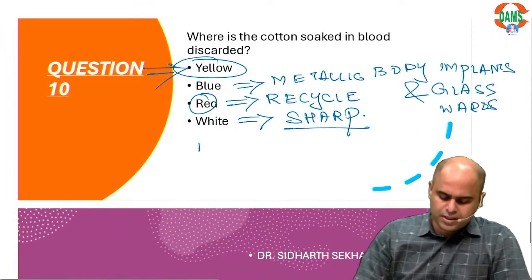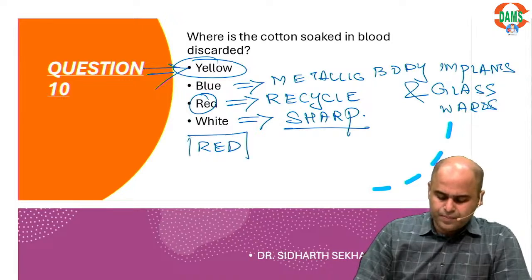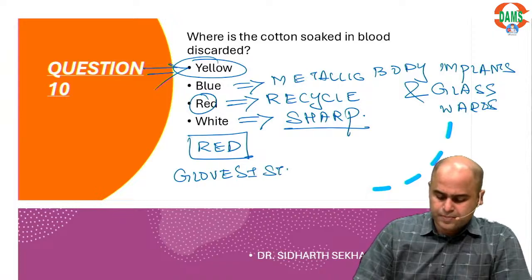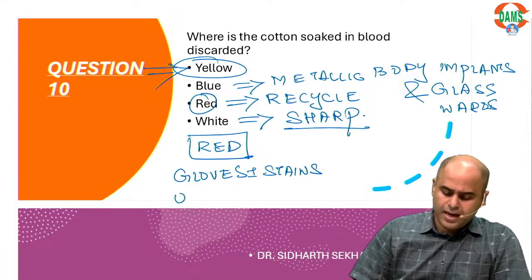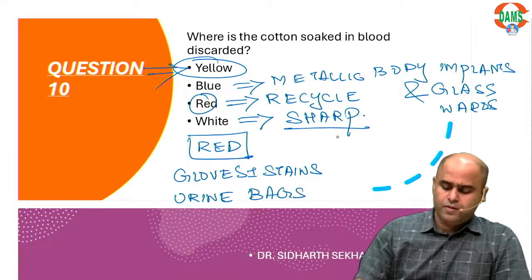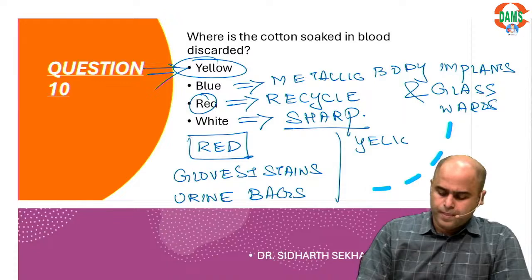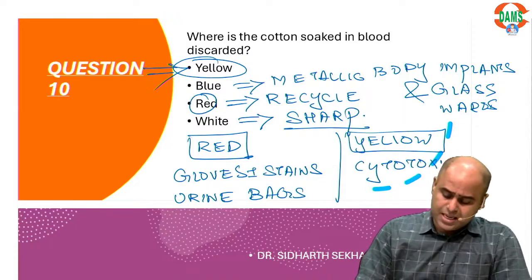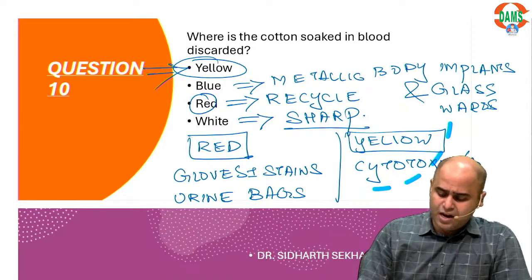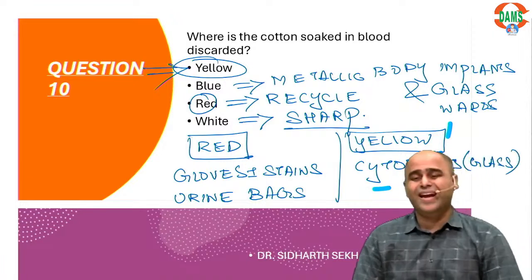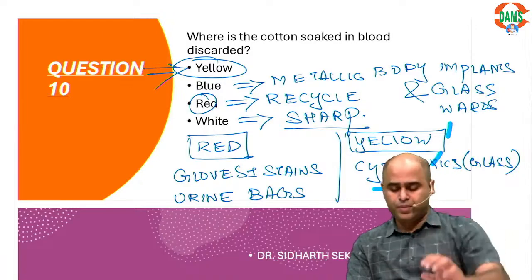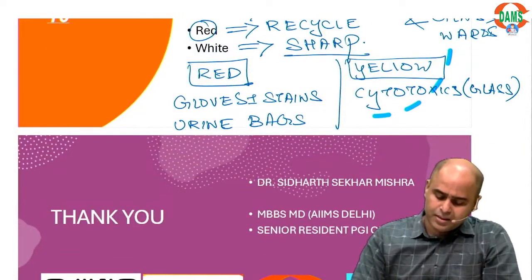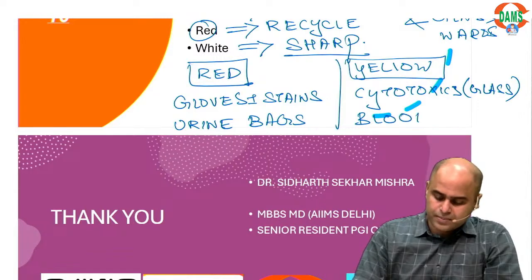Common controversies. In red we put gloves, plus minus stains. In red we put urine bags, whereas in yellow we put cytotoxics. Even if it is a glass vial, it is still going to go to yellow. And also blood bags.